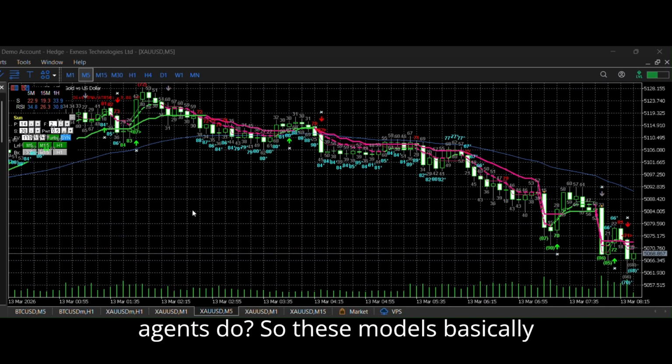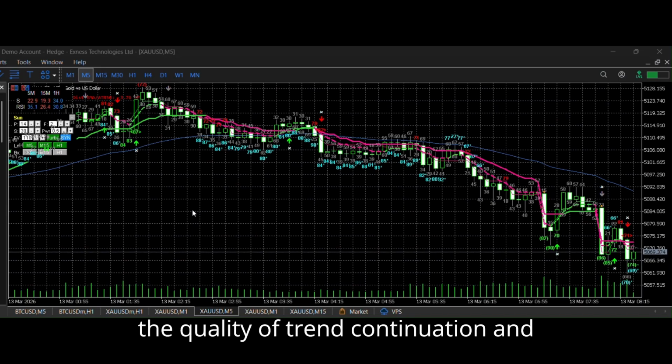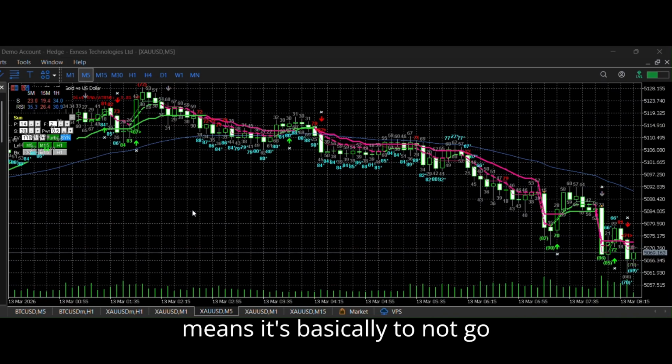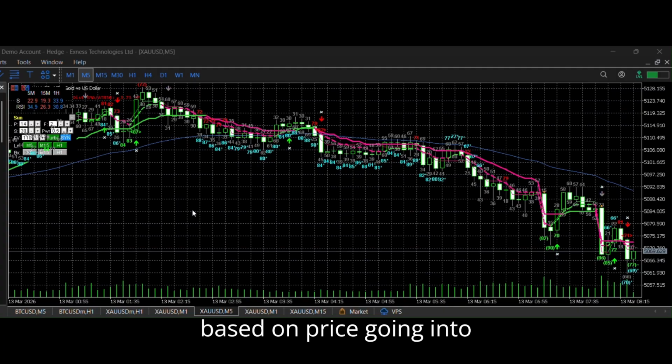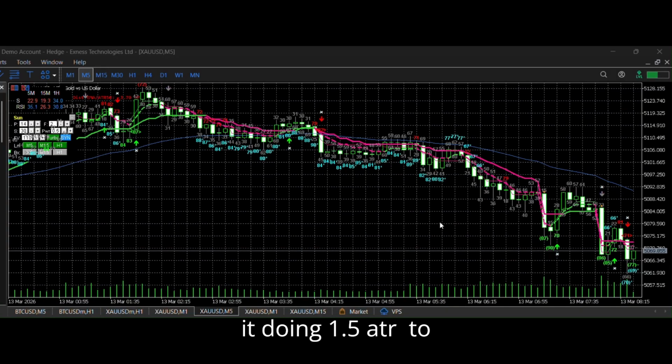So these models basically help identify two things. One is the quality of trend continuation and the significance of price pivots. That means, not to go into much details now, it basically helps score price based on the possibility of it going into that direction, doing 1.5 ATR to 1 ATR stop loss, right?